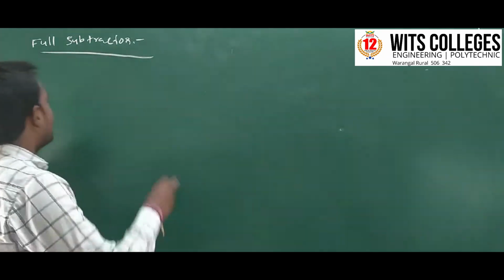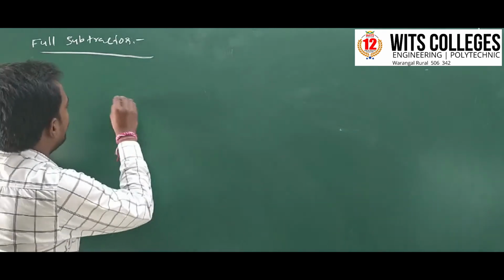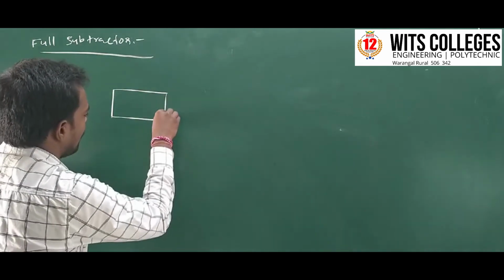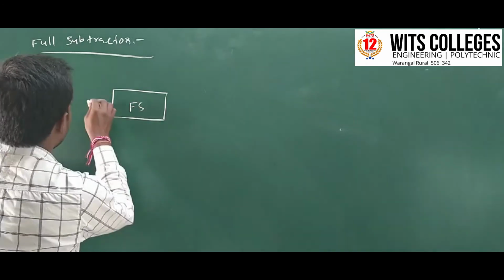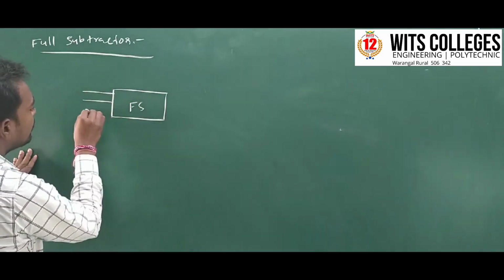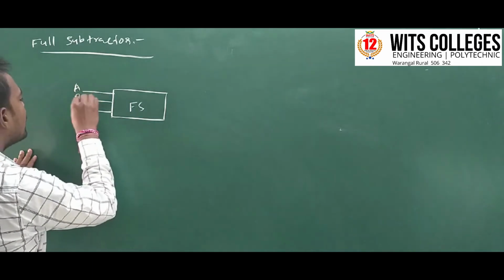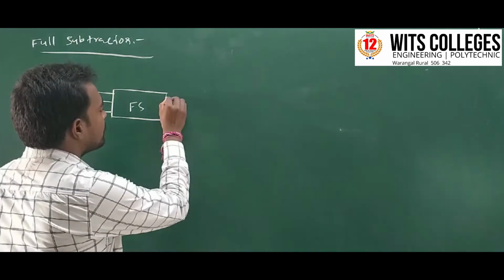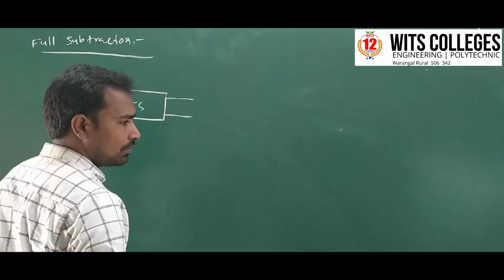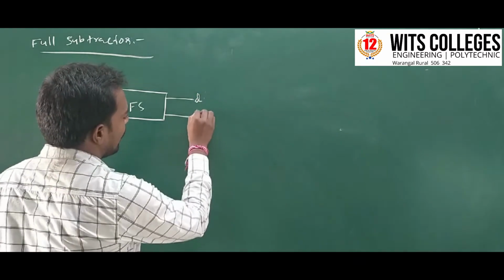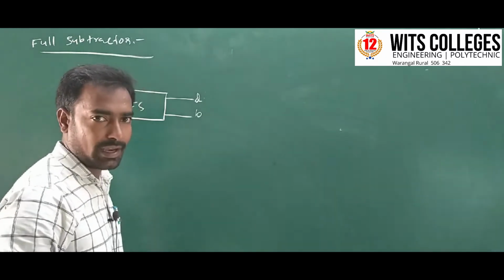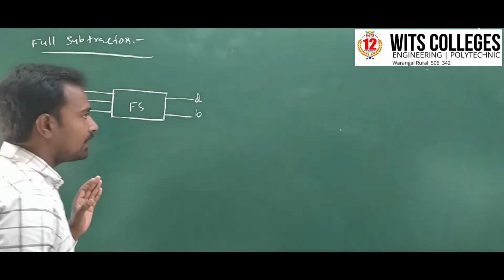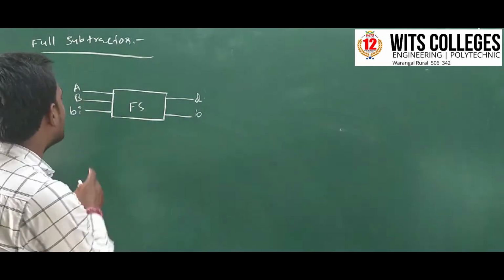So here the basic block diagram of the full subtractor is like this, and this is a full subtractor, and here I am giving the three inputs like A, B and borrow input, and this full subtractor gives two outputs, those are difference and borrow. So coming to the full subtractor logic circuit, here is the logic circuit diagram of the full subtractor.